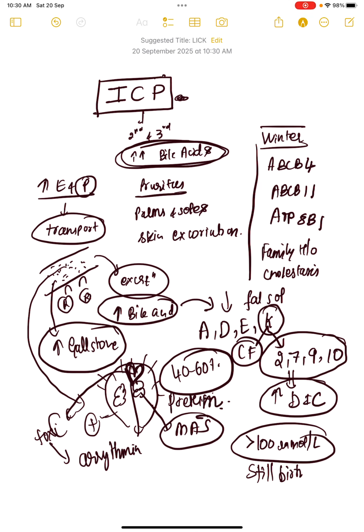So this is in brief about intrahepatic cholestasis of pregnancy.